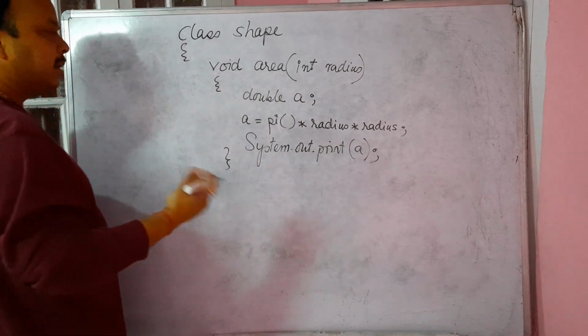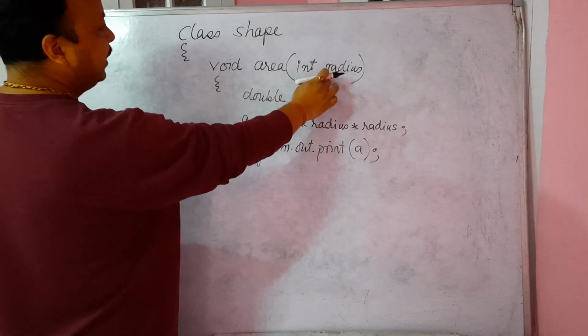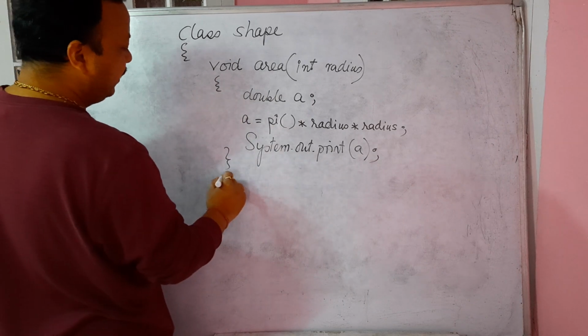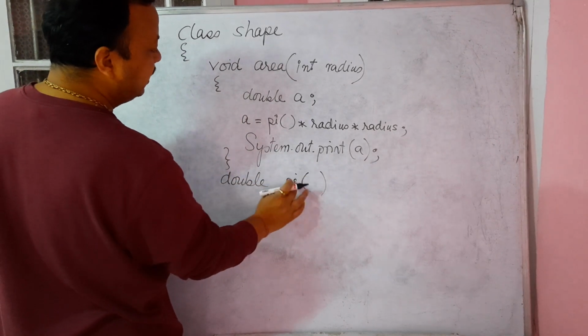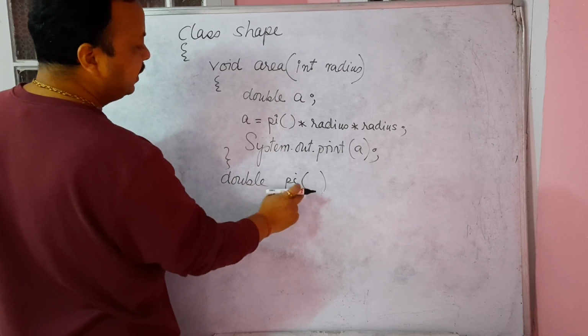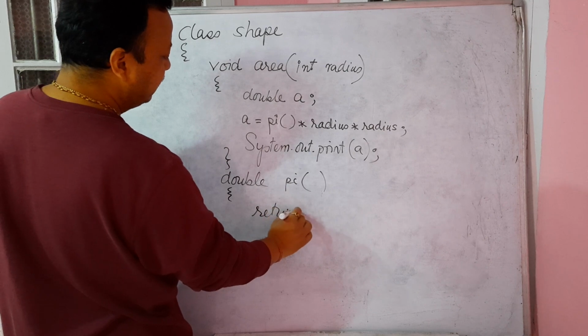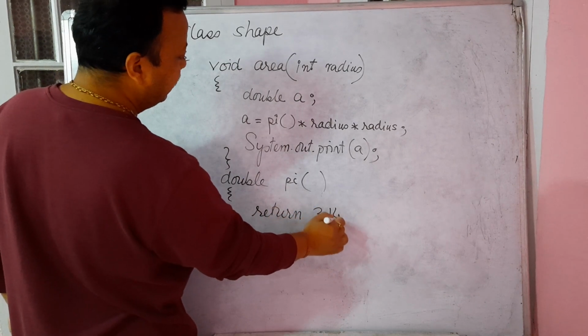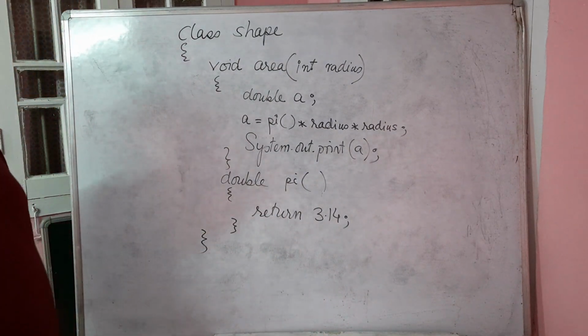So a function which supplies means it will have a return. Like area accepts but it does not return. But we have a function called double pi. So this function does not accept, but it returns. What does it return? It returns the value 3.14. That's all its job is about, and that's the end.